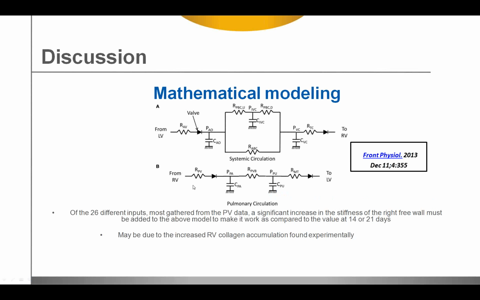One of the things that was really interesting to me is we were able to take this PV data and make a mathematical model of it, and we used 26 different inputs, most of it again gathered from the PV data, and found that in order to make this model work, we had to have a significant increase in the stiffness of the right free wall at 21 days compared to the value at normoxia or 14 or 28 days. And when we measured the collagen in the right free wall, we found it to be significantly increased also at 28 days compared to 14 or 21 days. So this PV data became very valuable to us to not only model this situation, but actually be able to predict what would happen if we change some of these inputs. Next slide.